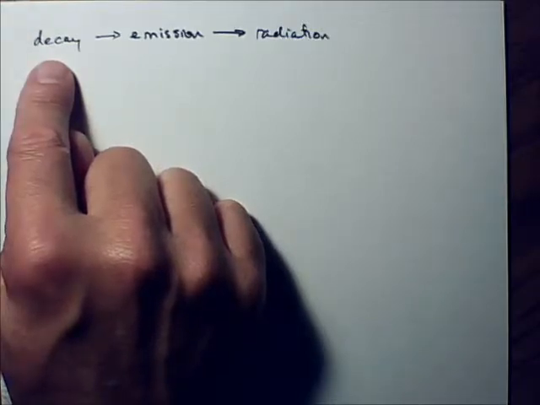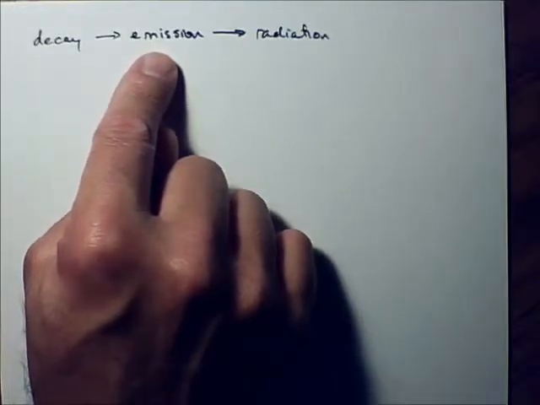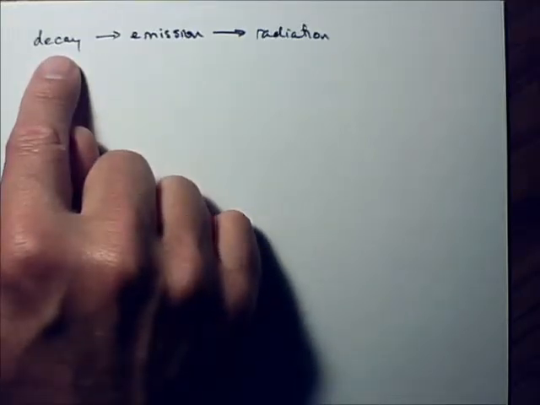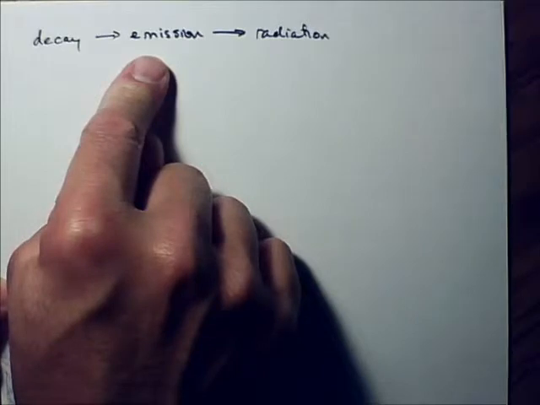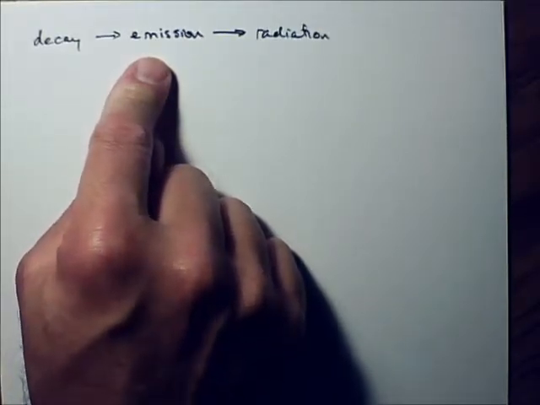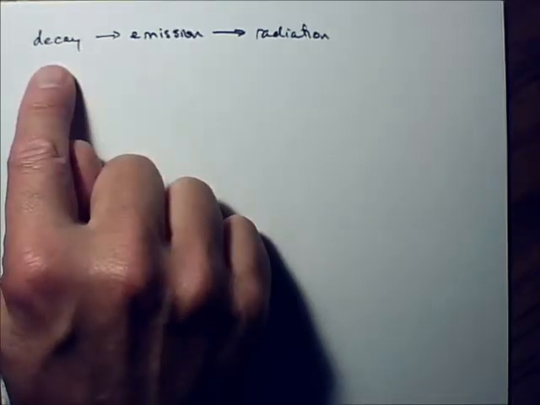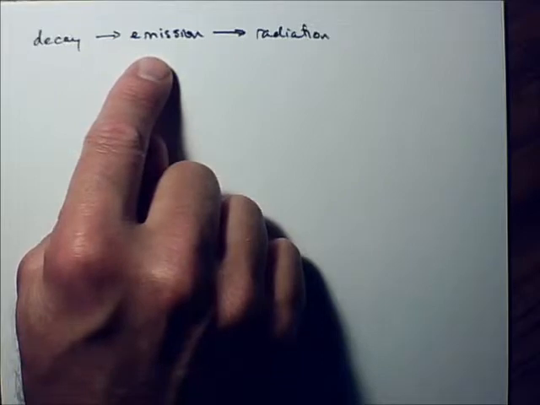And when those little pieces come out of the nucleus, then you have emission. So nuclear emission means those particles are coming out of the nucleus. Okay? Nuclear decay means something's breaking down. Nuclear emission means it's coming out. Does that make sense? Breaking up is nuclear decay. Coming out is nuclear emission.